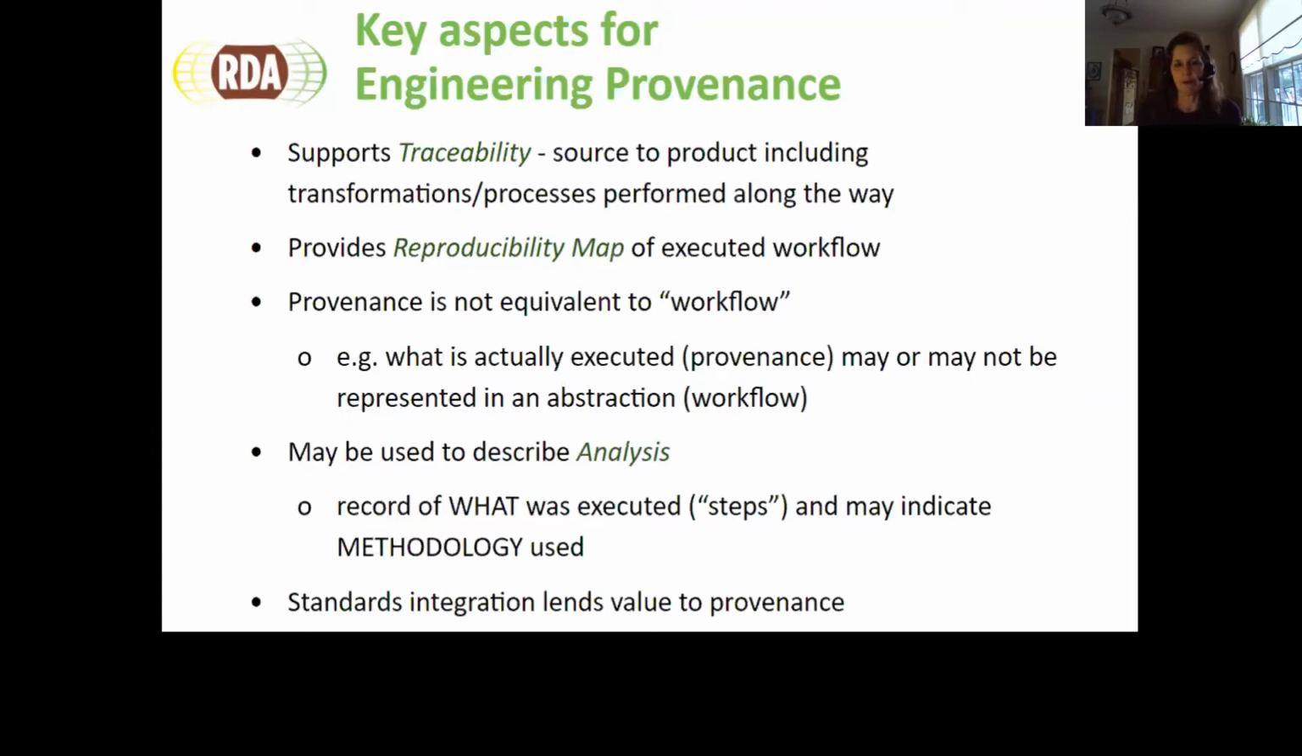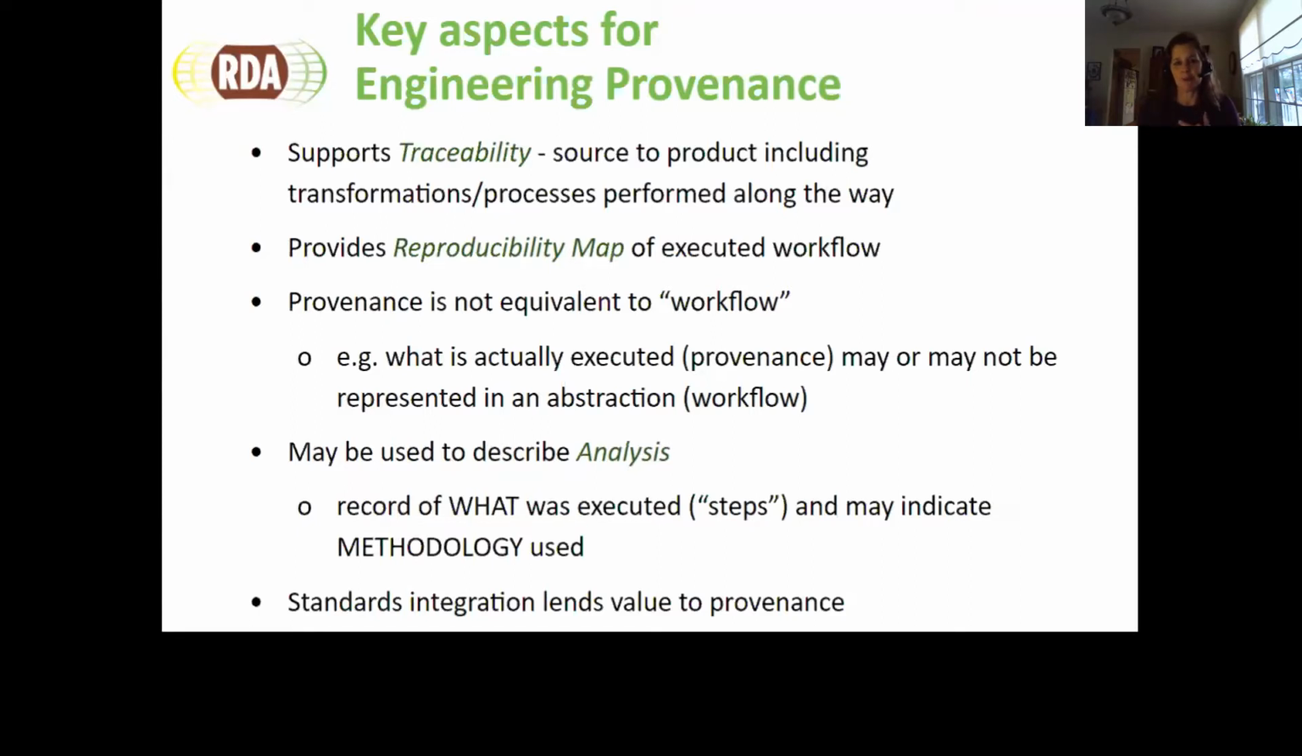Coming from a metrology institute like NIST, traceability is very important. So in engineering, most commonly you have sources of information, sources of materials or samples, even simulations, and you're putting them into a very complex process and generating a product. You need to understand all along the way what kind of transformations were performed on those sources that resulted in the product.